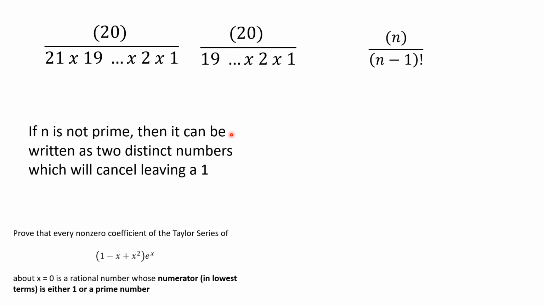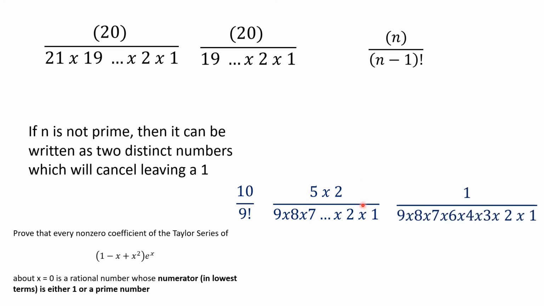So for example, with the 20 in the previous slide, we did 10 times 2. We can do another example. What if we have 10 over 9 factorial? With our Taylor series, we could have 10 squared over 11 factorial, and the first 10 would cancel out, the 11 wouldn't matter, and we'd be left with this. So extending, we could write 10 as 5 times 2, and of course the 5 and the 2 would cancel. It could be written as two distinct numbers, which would leave eventually a 1 in the numerator.